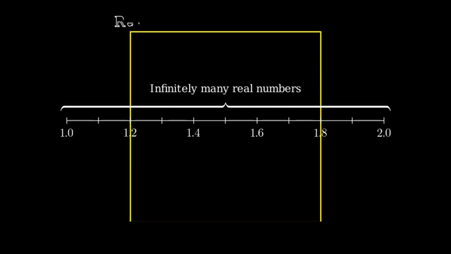The remarkable property of real numbers is that between any two real numbers, no matter how close, there are infinitely many more real numbers. This property is called density. For example, between 1.1 and 1.2, there are infinitely many numbers, like 1.15, 1.155, and so on. This infinite density leads to a profound mathematical truth.